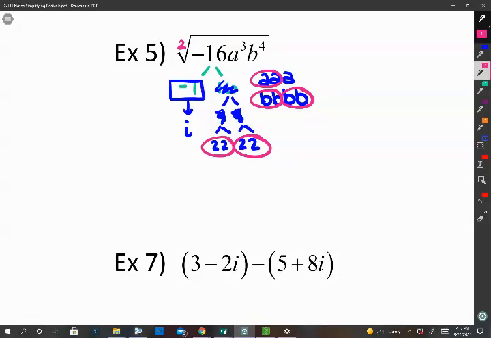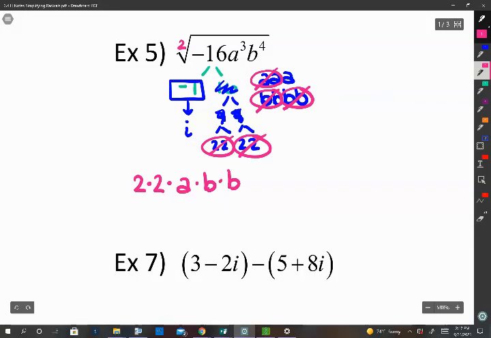So I've got a group of 2s here. I'm going to pull it out. I have a group of 2s here. Going to pull it out. Group of A's, group of B's, group of B's. I have this I that I need to take care of because it's always going on the outside of the radical. Okay, so we took care of this, and the only thing that's left over is this A. So it's going to stay underneath.